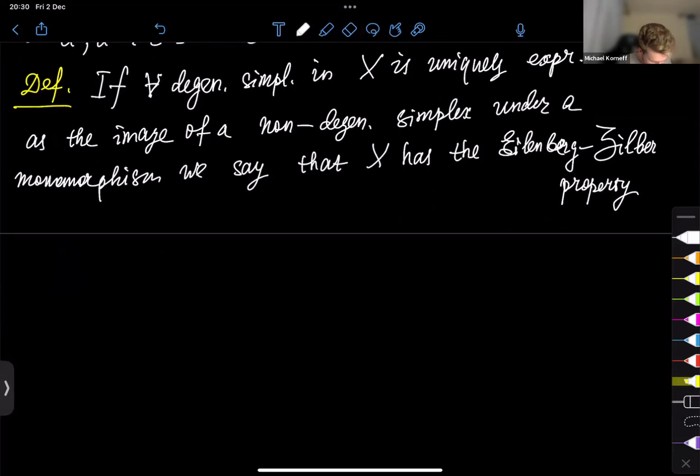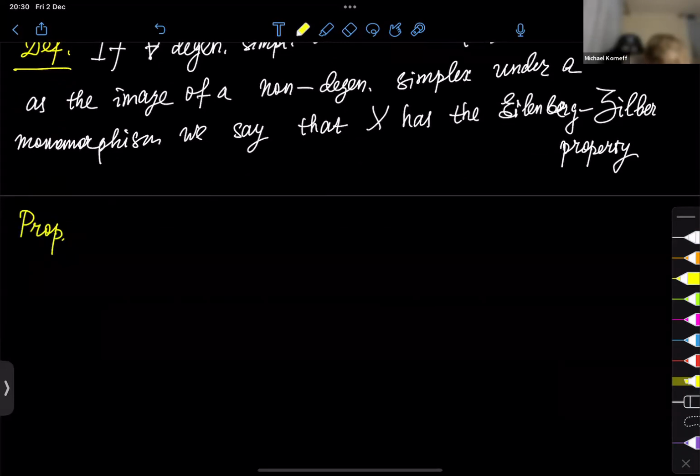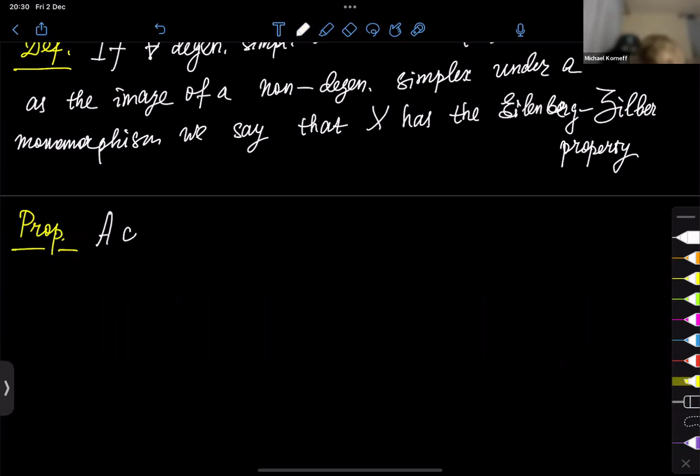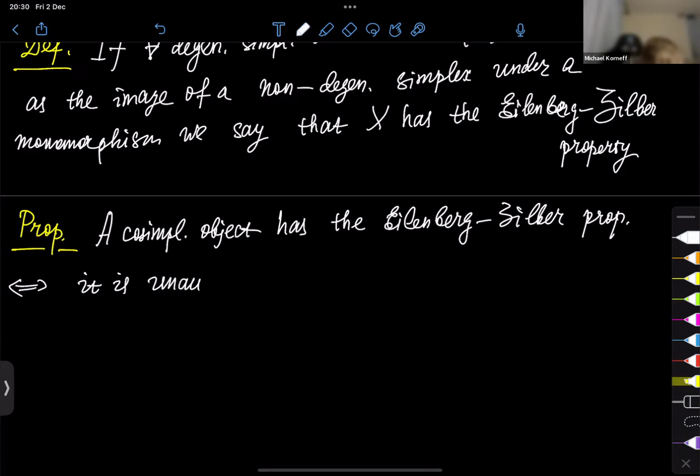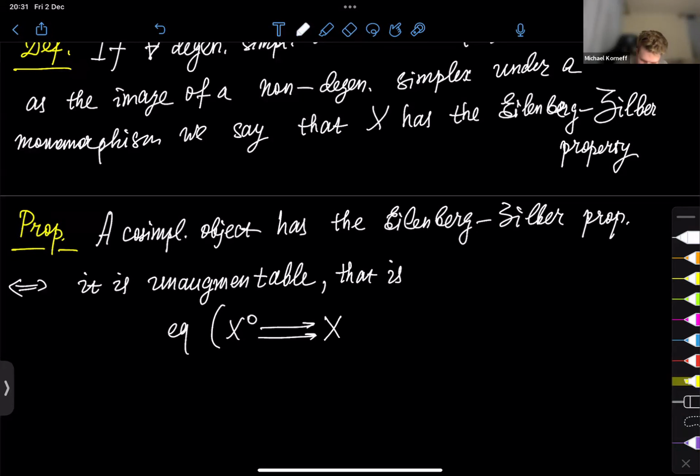Okay, and the proposition here tells us that a simplicial object has the Eilenberg-Zilber property if and only if it is unaugmentable, that is, the equalizer between the two arrows between the zero simplices and one simplices is the initial object.